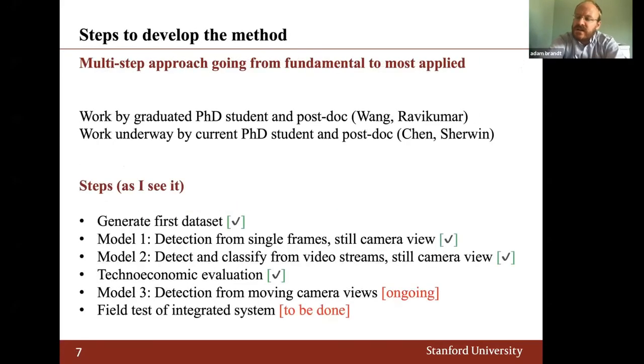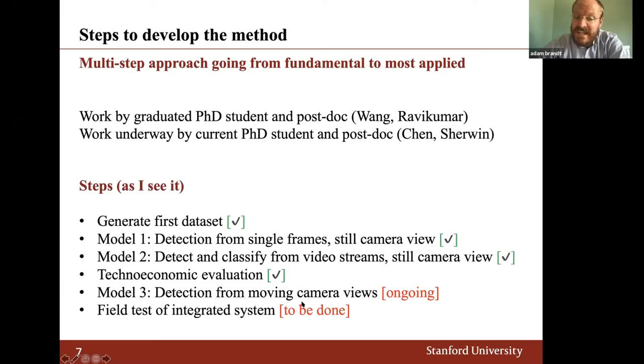Okay, so this presentation is almost entirely by Jingfan Wang, my former PhD student, and currently Yulia Chen, who's on the call, is working on this. So how are we going to begin to do this? Here are some steps, roughly as I see it. First, we're going to generate a data set. Then we're going to build a first detection model from a single frame with a still camera. Then detect and classify, so size and order these leaks from video streams, still with a still camera. Then techno-economic evaluation. These four were basically Jingfan's thesis.